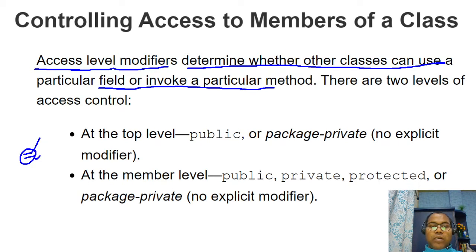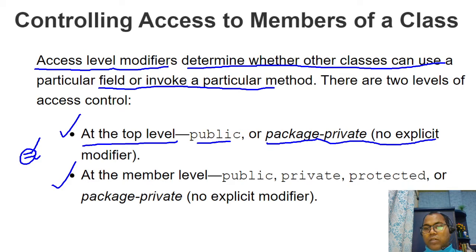There are two levels at the top level: public or package-private, meaning no explicit modifier. Public means your field or particular method is accessible across all the classes. And just consider a package logically, like a folder where you put related classes.